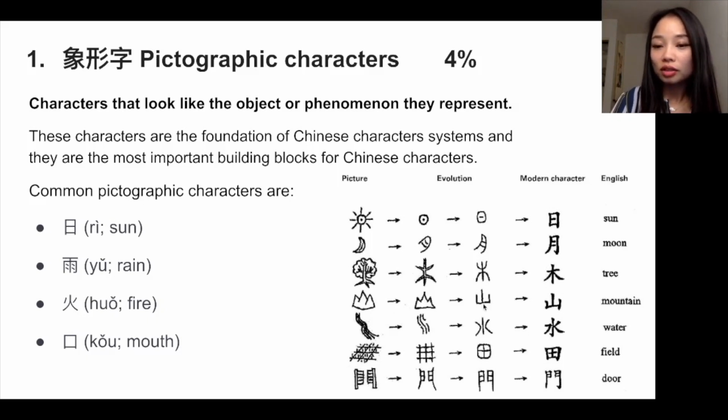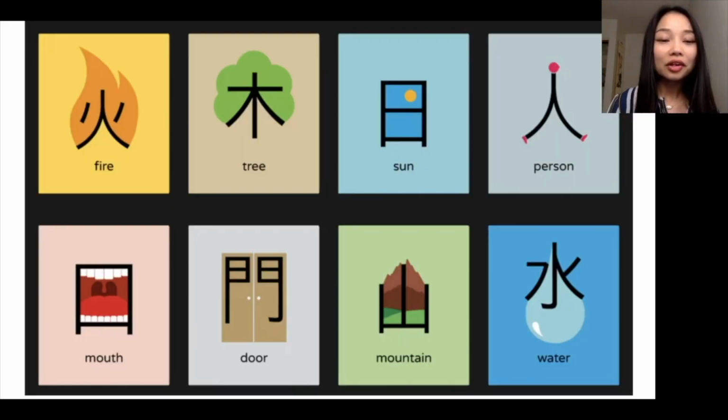Here's a mountain. This is the mountain. Does the character look like the picture of the real thing? So that is the idea of creating this type of character. Field, they look like the rice field. Door, they look like a pair of doors. Here are some more examples from Chinese.